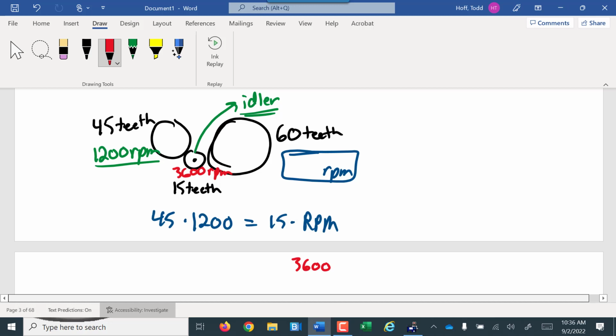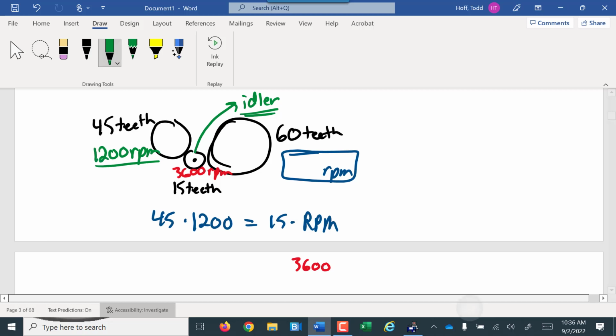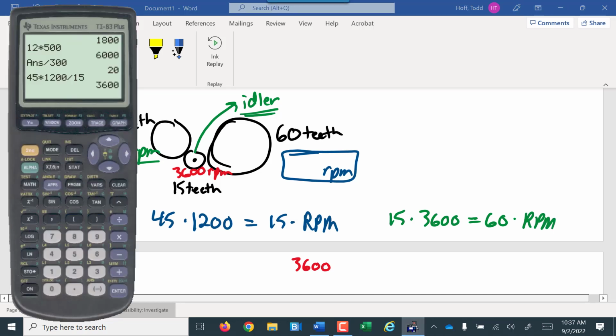And then we move on to the second interaction there between the idler gear and the loaded gear, or the driven gear. 15 teeth times 3600 RPM equals 60 teeth times the RPM of that final gear. So 3600 times 15 and divide by 60. We get 900.